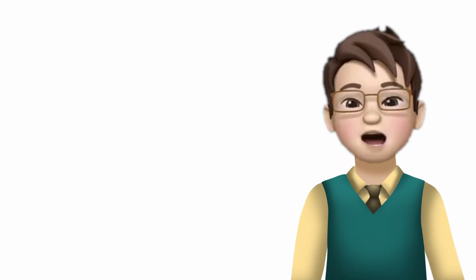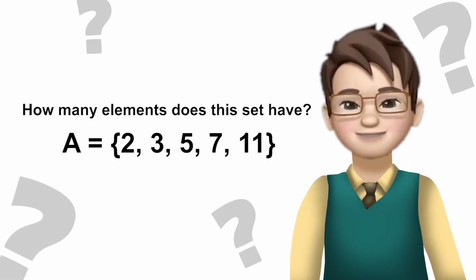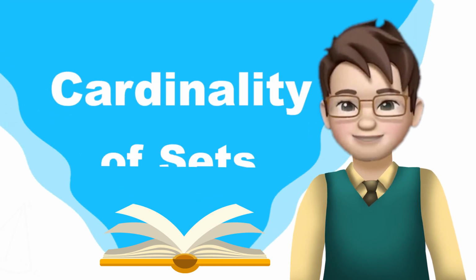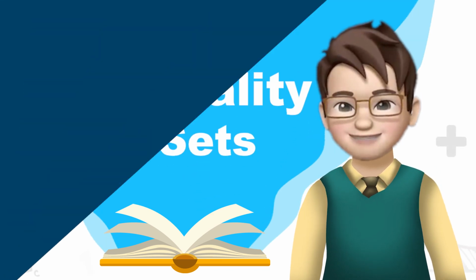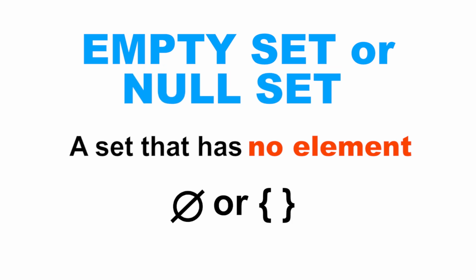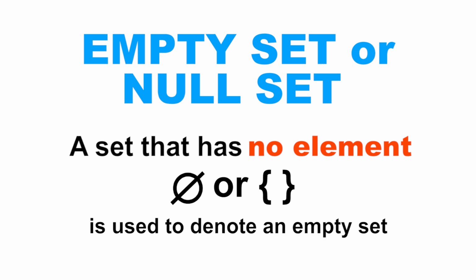Mabuhay! How many elements does this set have? This lesson is about counting the elements of a set. It is possible that a set has no element. This set is described as empty set or null set. The symbol is used to denote an empty set.